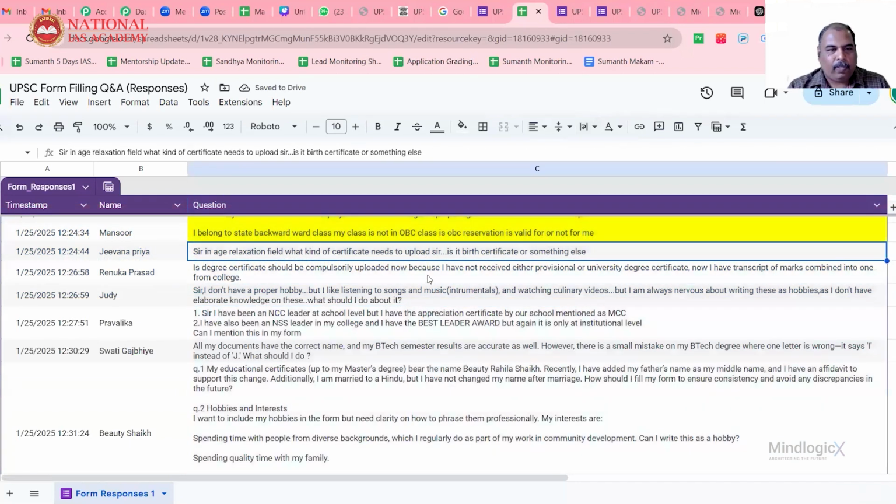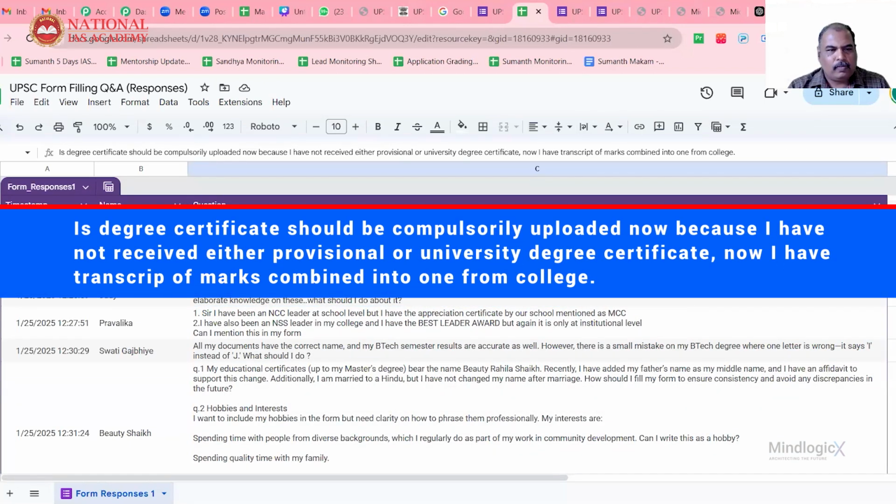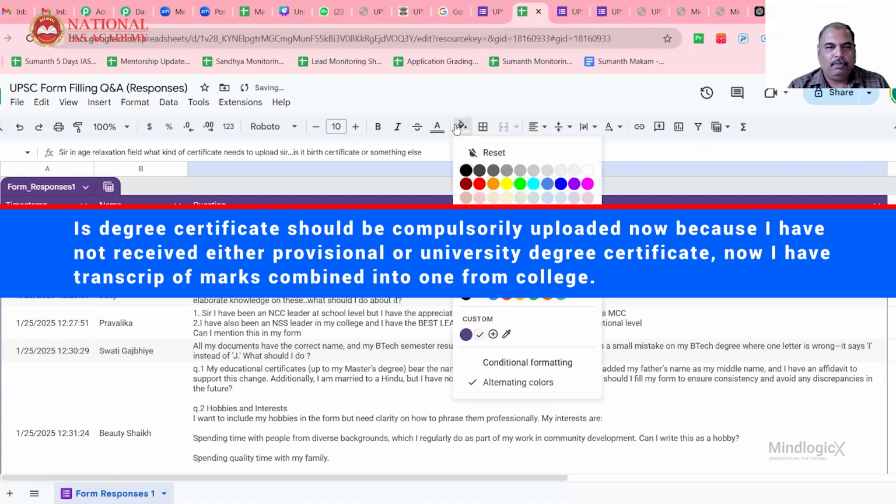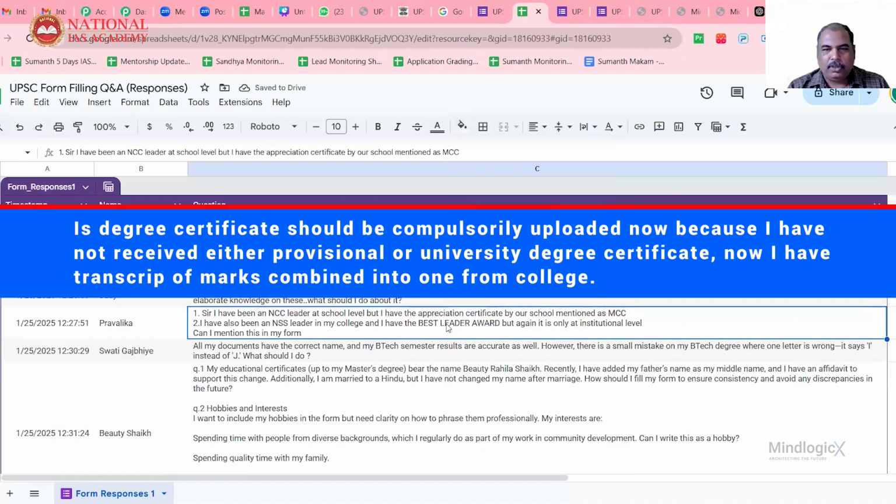And should the degree certificate be compulsorily uploaded now? Because I have not received either provisional or university certificate. Now I have a transcript of marks combined into one from college. Sir, I think it is compulsory, right? You need to, but as of now, if you don't have anything, you have completed the exam, I suppose. So for that reason, you have the final year marks also. So you can upload now.